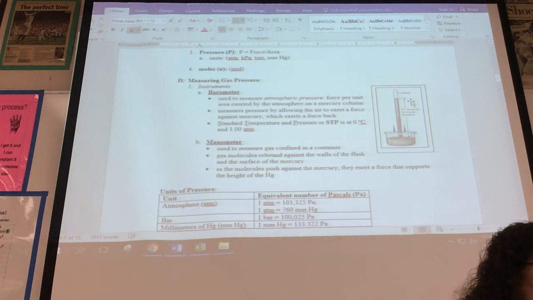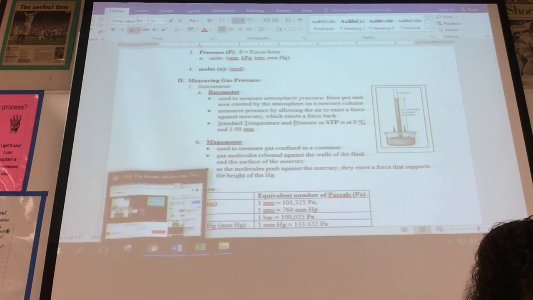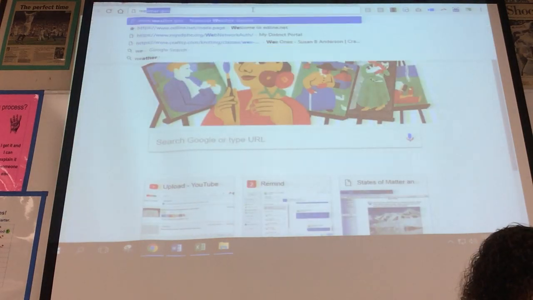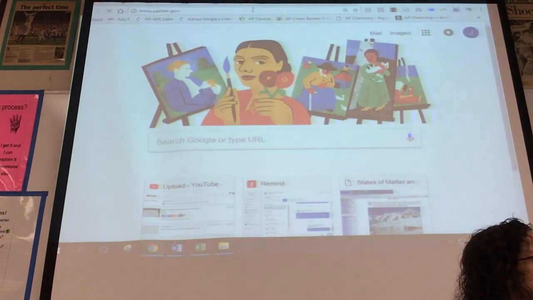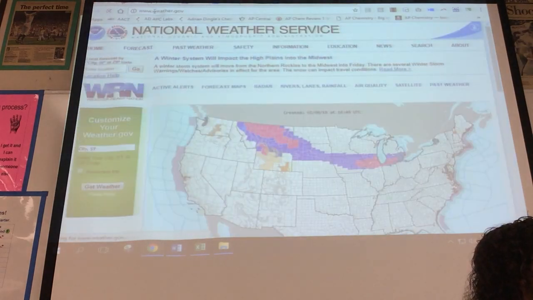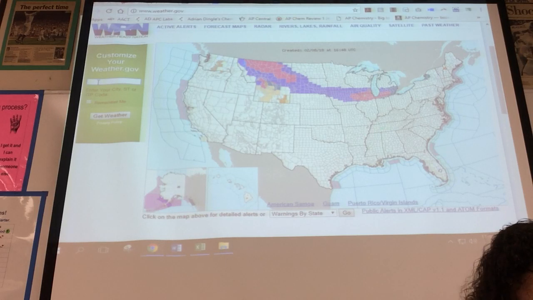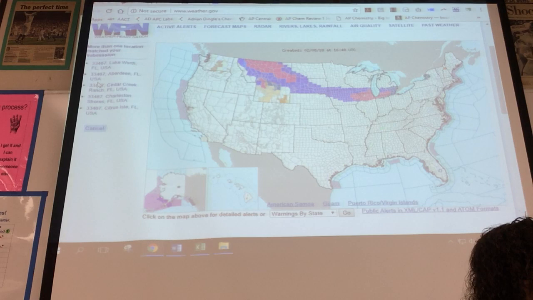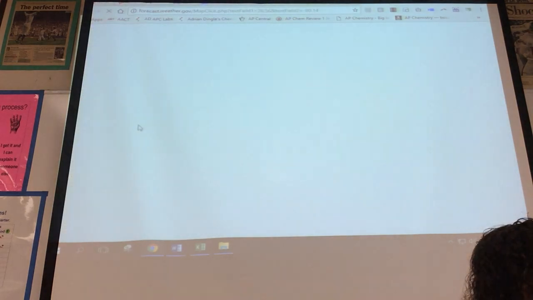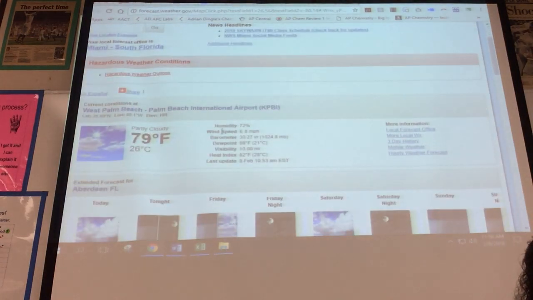Nowadays we have digital instruments, and I don't think they work based on mercury. Mercury has been shown to be a carcinogen, so we probably don't use mercury all that much. If you wanted to know atmospheric pressure today, we could look in our area. Aberdeen's right near here. And we could get atmospheric pressure.